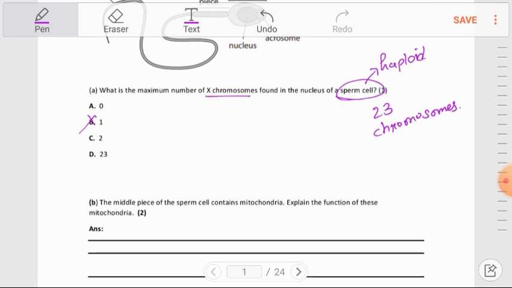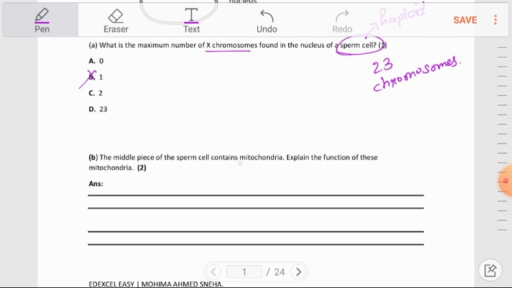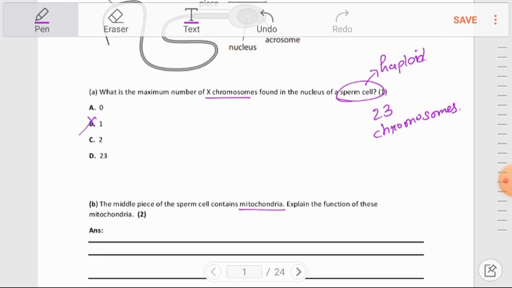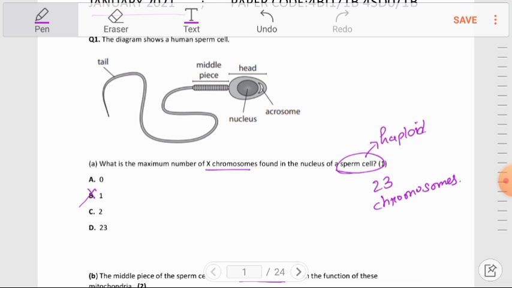Moving to 1B. The middle part of the sperm cell contains mitochondria. Explain the function of these mitochondria. So we know that mitochondria is the powerhouse of the cell, doesn't matter what type of cell it is. It provides the energy for movement of that cell. And we know that sperms need to travel towards the egg cells. So they need to swim a distance to reach the egg in order to fertilize it. That means these sperm cells need to move, and movement requires energy. And this energy is provided by the mitochondria, which provide this energy by carrying out the reaction called respiration.